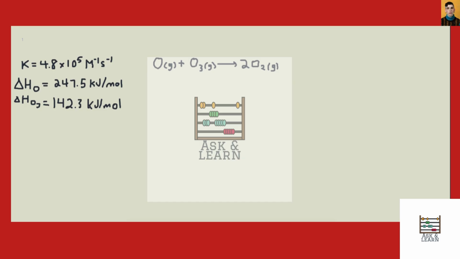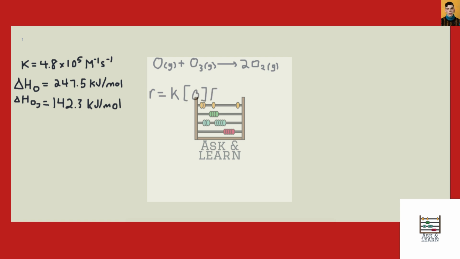All right, guys, we're doing problem 86 of chapter 18 in Chemistry: The Central Science. A reaction that contributes to depletion of ozone in the stratosphere is a direct reaction of oxygen atoms with ozone. At 298 Kelvin, the rate constant for this reaction is 4.8 times 10 to the fifth inverse molar times inverse seconds. Based on the units of the rate constant, write the likely rate law for this reaction.